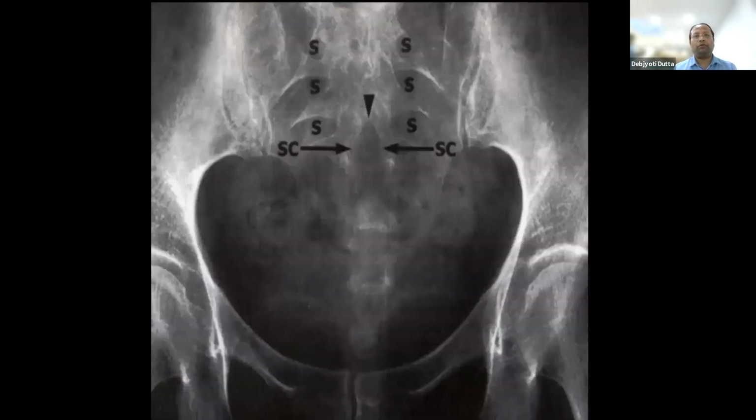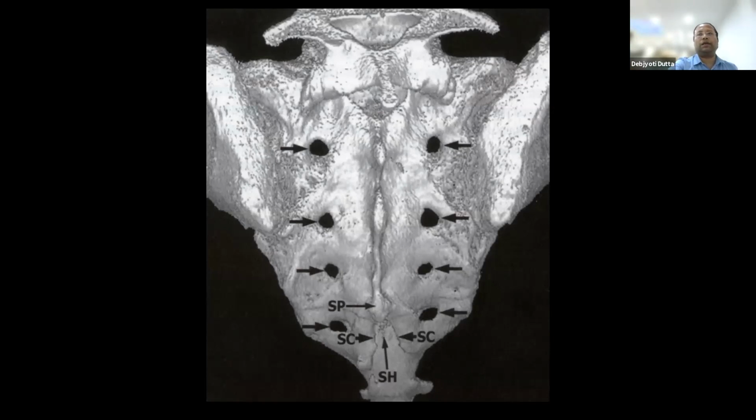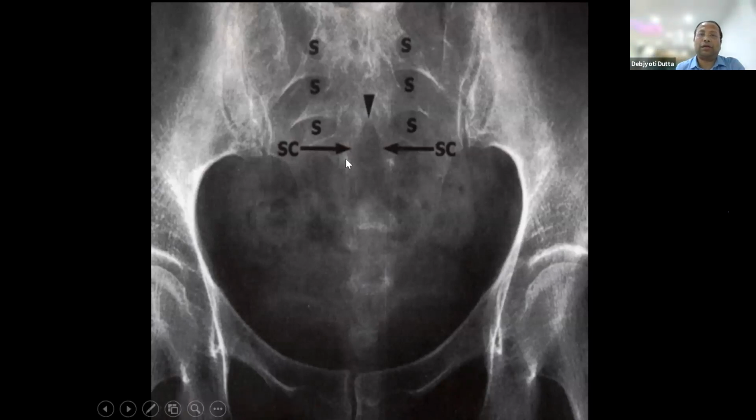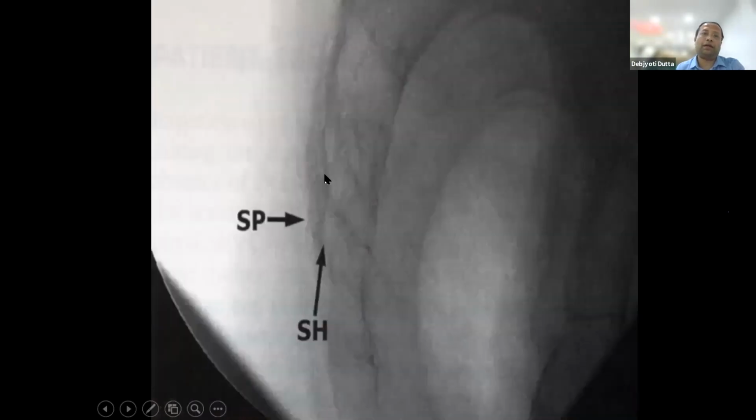So here the same thing, we know where the caudal canal is. This is the caudal canal. Here also you can see the same thing, the caudal canal, through which we will enter. So how does it look? Here you can see the outer plate and inner table of S5, S4. This epidural space you can see very clearly in the lateral view.